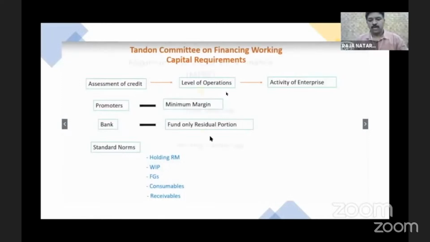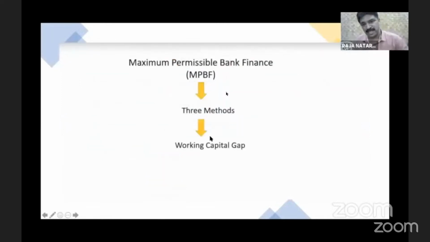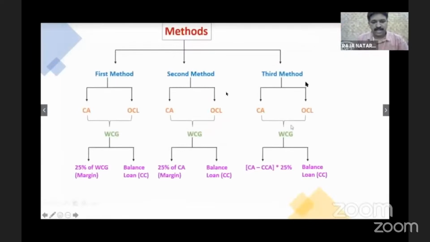So there are basically three methods prescribed under the Tandon committee method, in which we'll ignore the third method because it is not in practice. It was not approved, first of all. So there are two methods. Still, there are banks which compute under both the methods, and whichever is lower, they sanction that. Okay, let's see. So there are three methods. We are not going to talk about the third method.